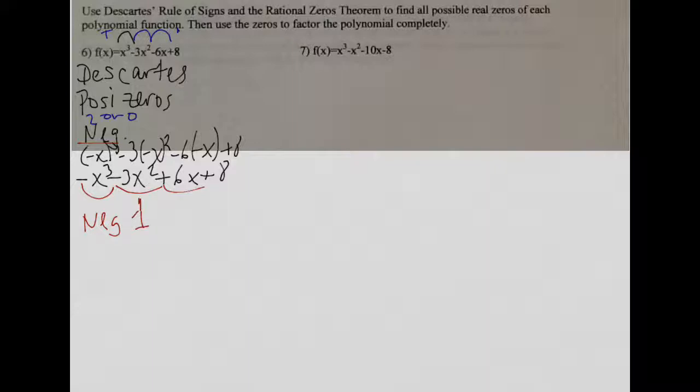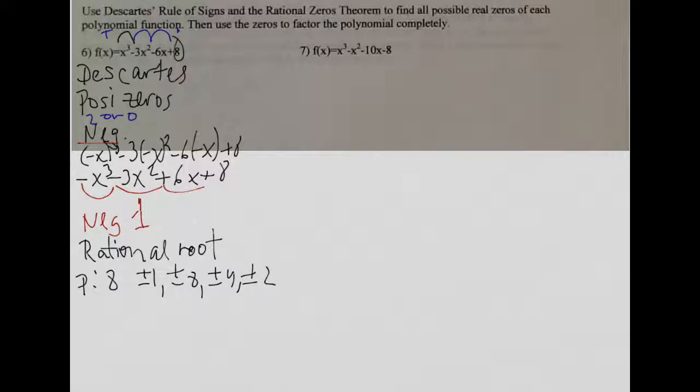Okay, now we're going to figure out the possibilities for the zeros, and that's the rational root theorem. The rational root theorem says to look at my p-value and my q-value. My p-value is the constant at the very end, which is the 8. So what are the factors of 8? Plus or minus 1 and 8, 4 and 2.